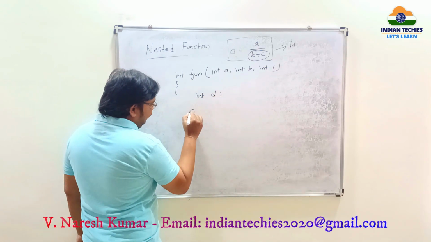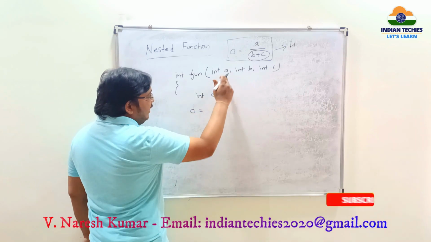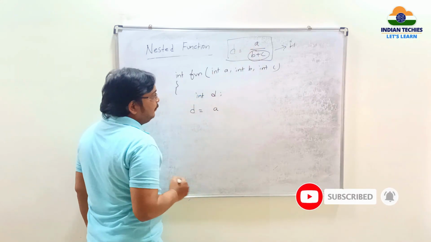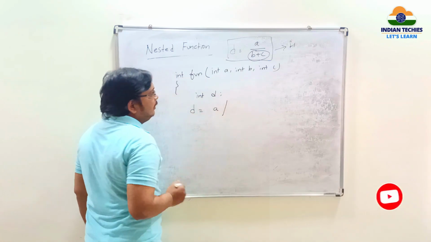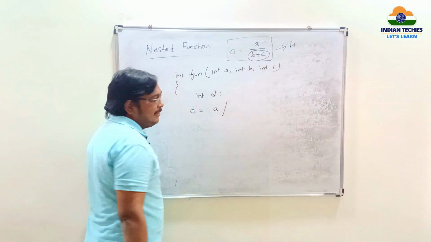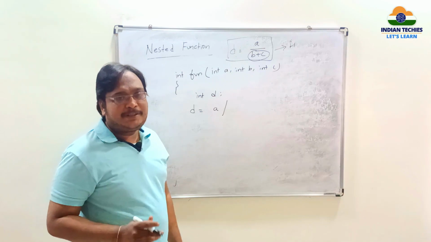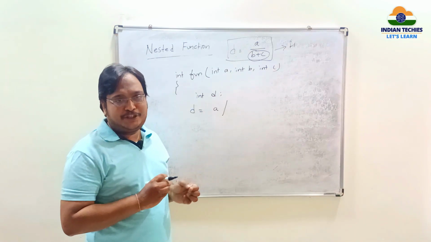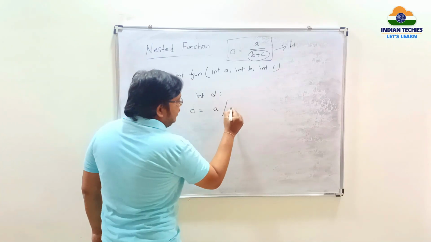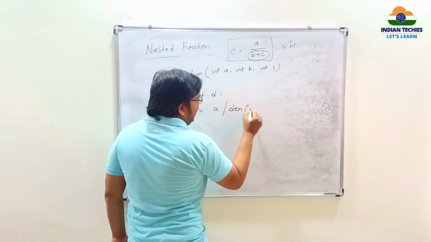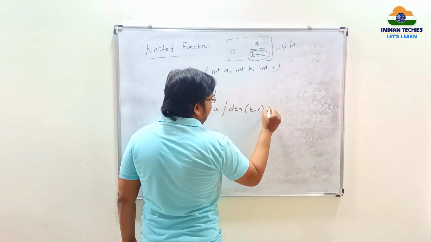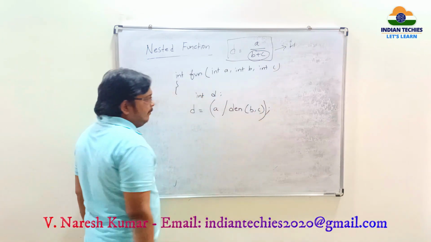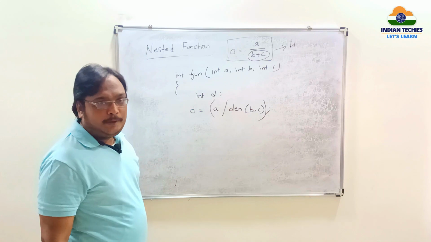Now I am writing the formula. d is equal to a value, a by, so I have to calculate b plus c. For the purpose of calculating b plus c, we have taken some other different function called denominator. So execute den by sending these b comma c values. You can keep the total value in brackets to avoid calculation problems.